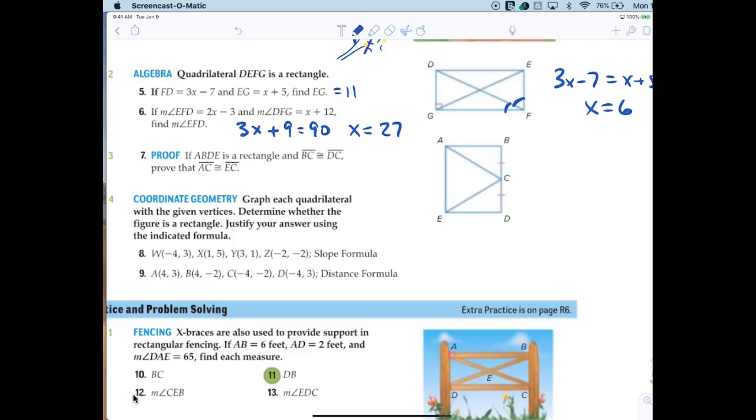And now I'm looking back and trying to figure out what angle they're asking me to do. EFD. So EFD. So that would be what? Yes, I think you're correct. 51 degrees. Any issues with that?